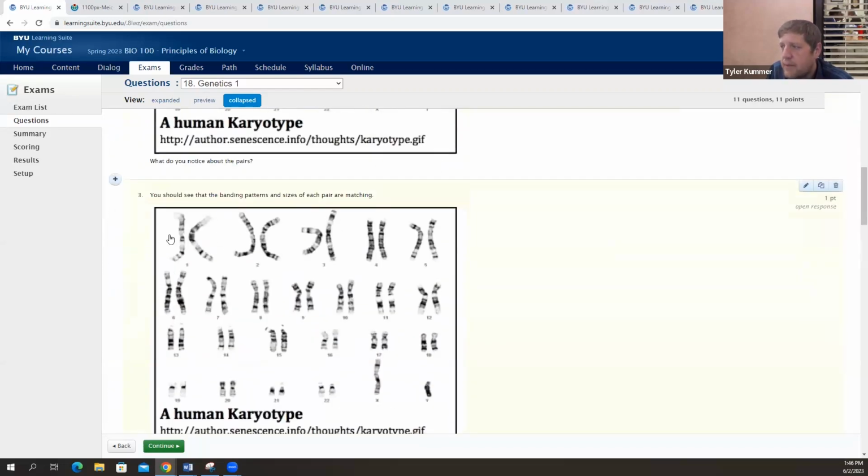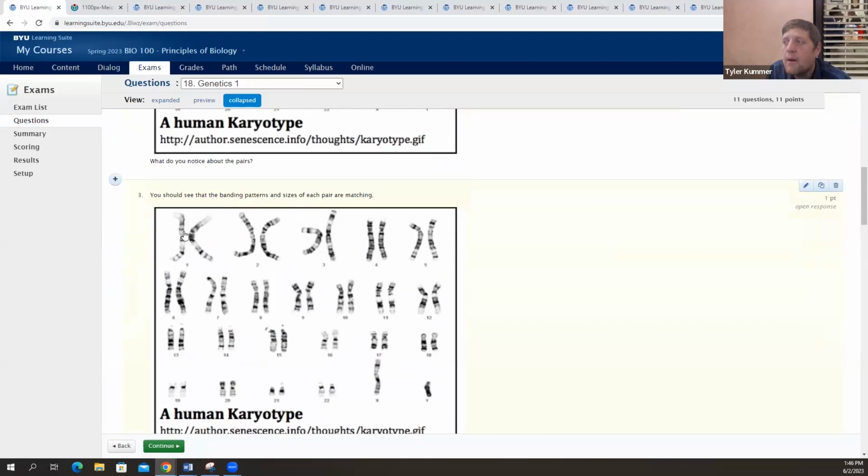Now, when we say they're in pairs, that means this chromosome and this chromosome, we call them homologous pairs, they have the exact same genes on them. Say this was the gene for eye color, it would be on both of these chromosomes. But this gene for eye color might be blue eyes here and brown eyes here. So the alleles can be different.